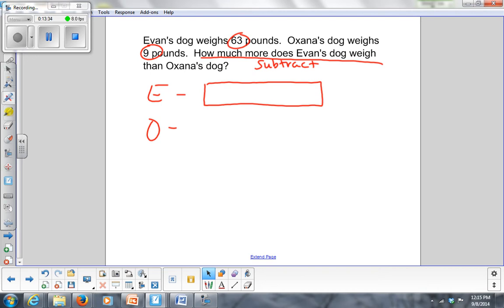Okay. So Evan's dog weighs 63 pounds. We know that already. What else can we do? What's the second part of the model? Aubrey. Oksana's dog weighs 9 pounds. Am I going to make the bar that big? No. Okay, it's kind of small, right? So I'm going to make the bar like that. Now what is it asking me to do?